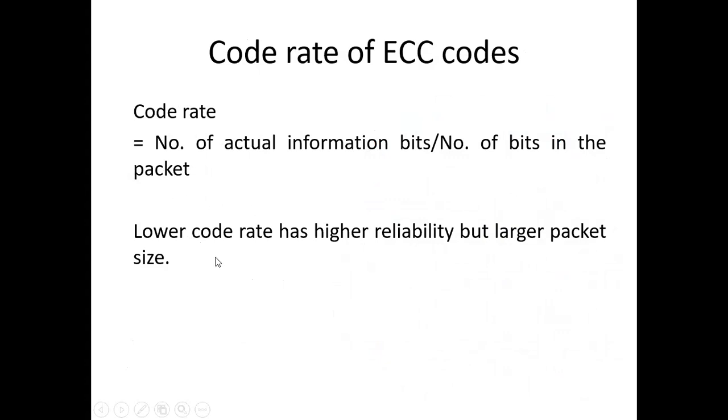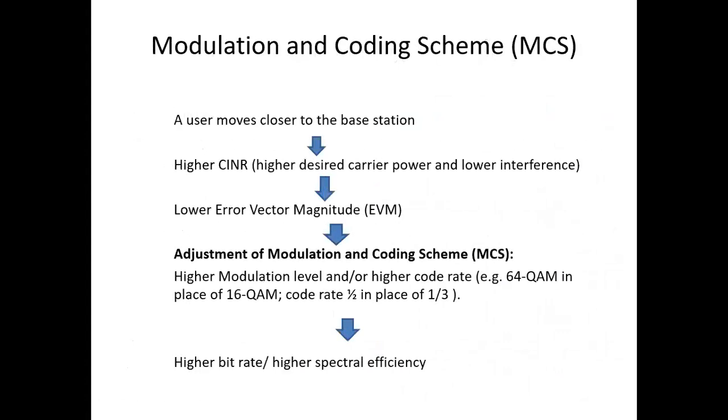So if you lower the code rate, the reliability is better, but the packet size is larger. Depending on the radio link quality, you need to adjust both the modulation level and the code rate. For any coding scheme, it comes with different code rate options. You can adjust the code rate, whether it's turbo code or LDPC, whatever. You can operate it with different code rates, and that code rate is adapted based on the radio link.